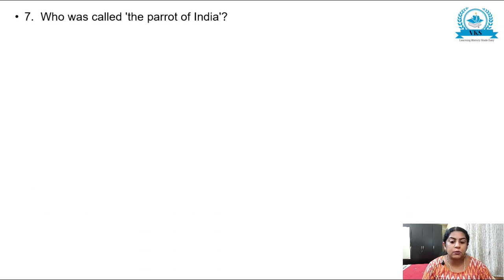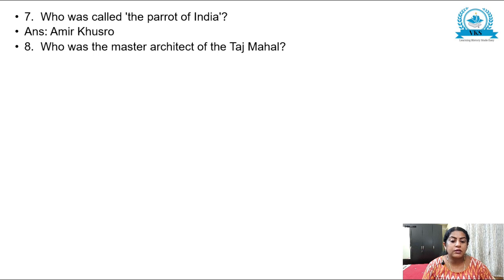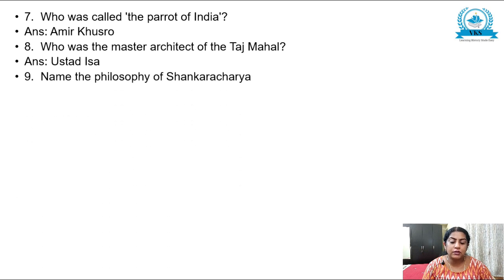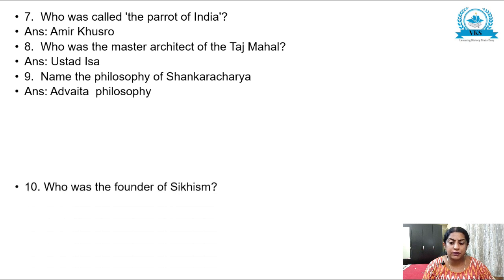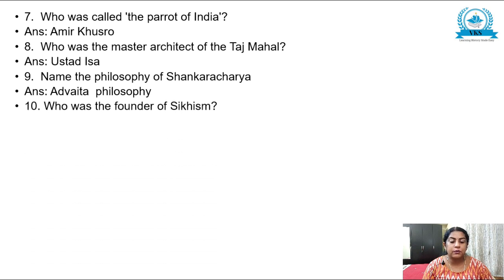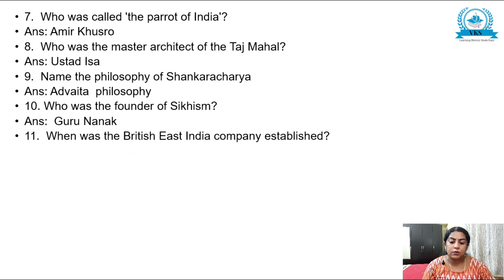Next question. Who was called the parrot of India? Amir Khusro. Who was the master architect of the Taj Mahal? Ustad Isa. Name the philosophy of Shankaracharya. Advaita philosophy. Who was the founder of Sikhism? Guru Nanak. When was the British East India Company established? 1600.